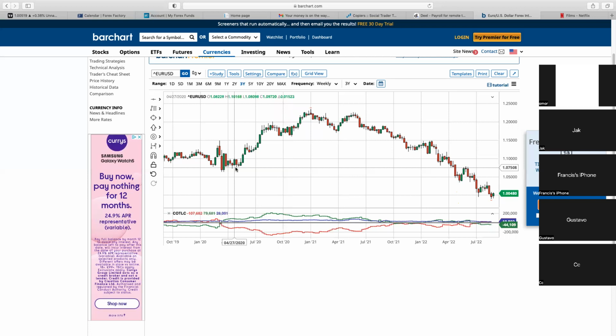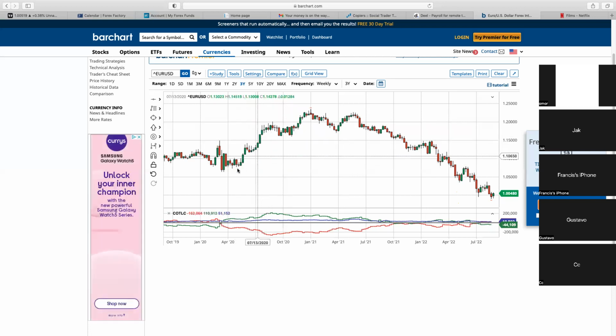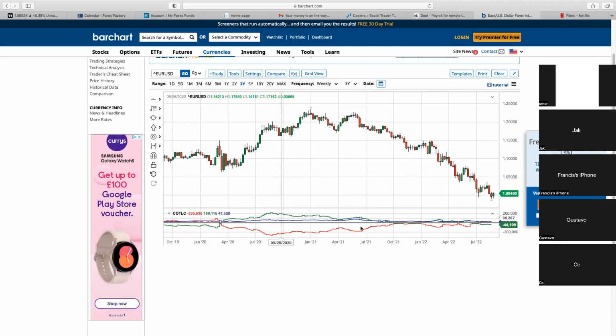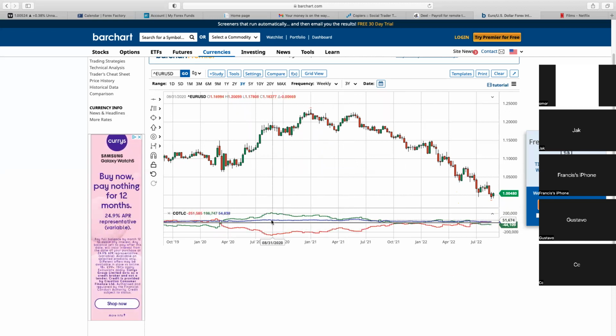Now, you take this. This is a daily chart. It's always a daily chart here. The 3-year is showing the positions of the commercials and speculators and the small financial firms. How long are they holding these shorts for?